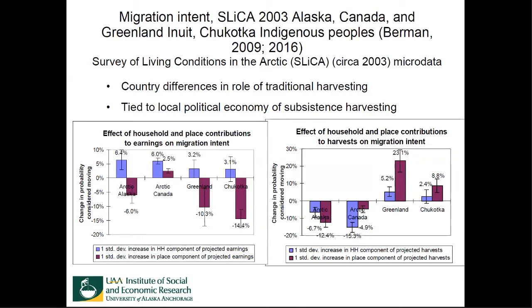But so you see in all cases that the household people who are more able to earn money because of their household characteristics, generally younger and better educated, were more likely to move. But the place contribution, interestingly, was positive in Canada. So it's interesting that people who were in a place where they could earn money were actually more likely to leave. And the explanation for that is really quite clear.